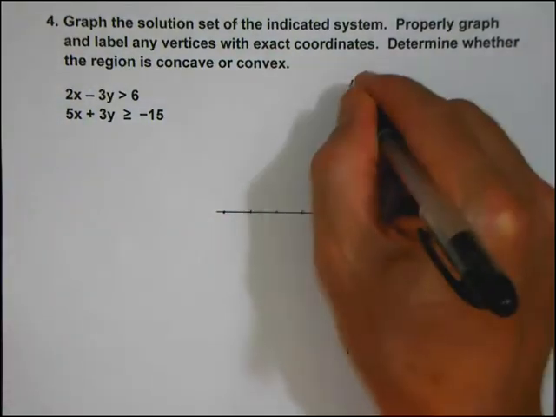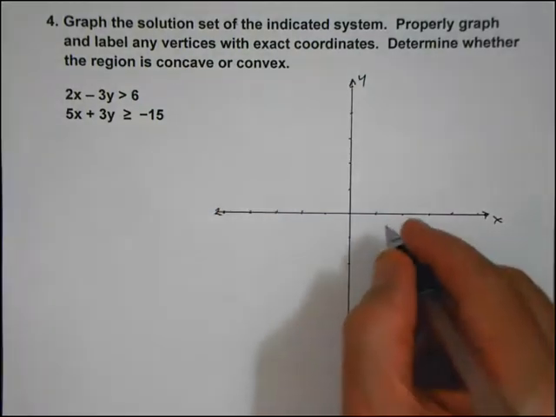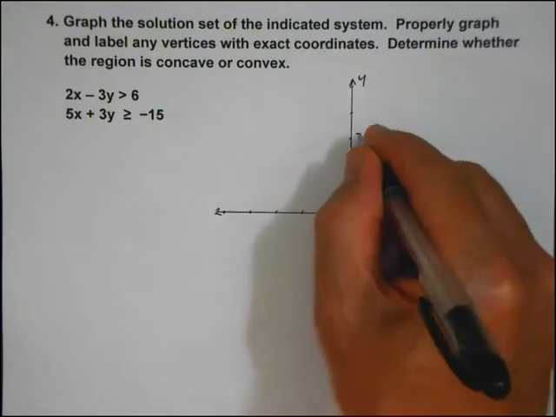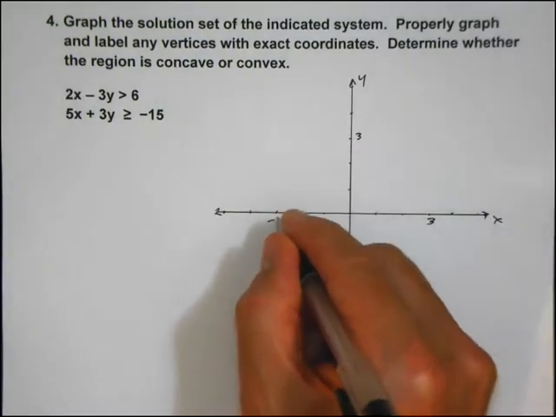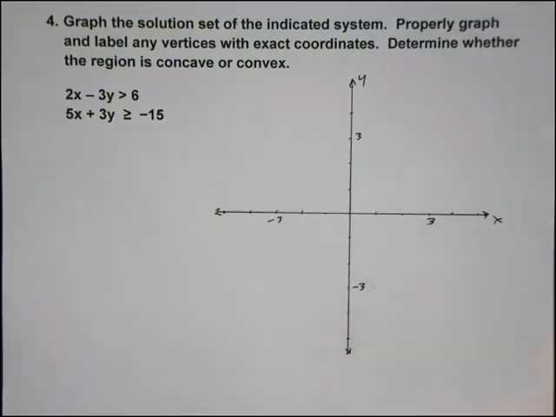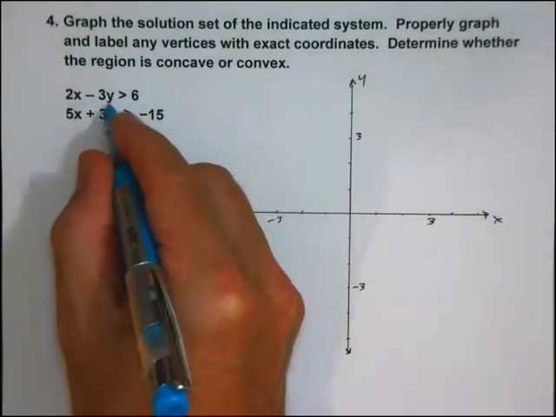Label the axes. We'll scale them. 1, 2, 3. 1, 2, 3. 1, 2, negative 3. 1, 2, negative 3. Okay, get a contrasting color to sketch up the solutions to this first inequality.